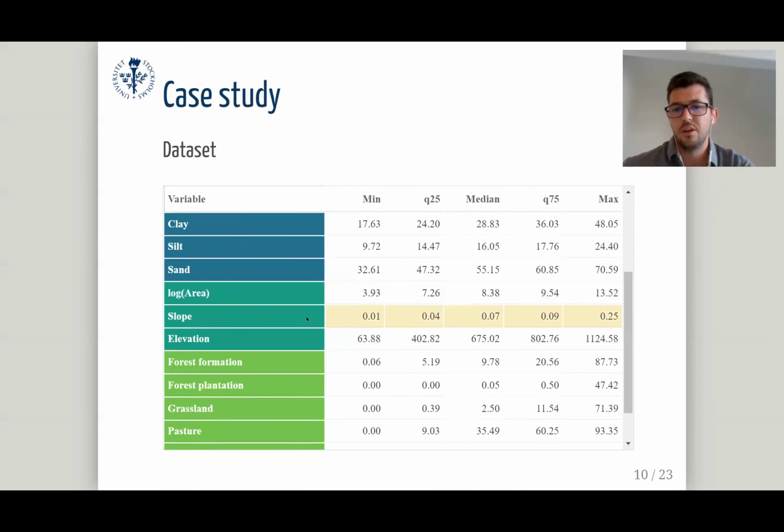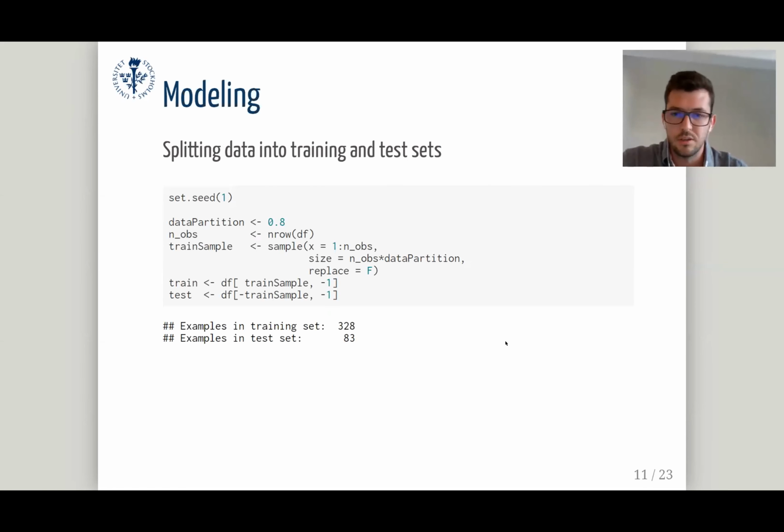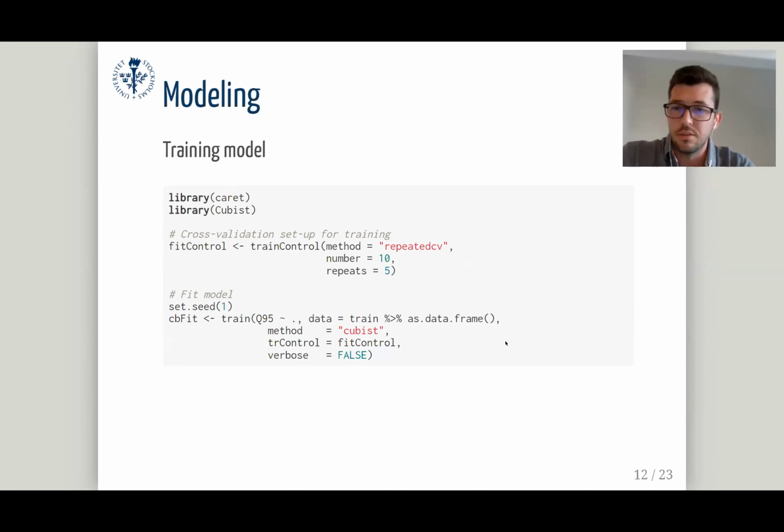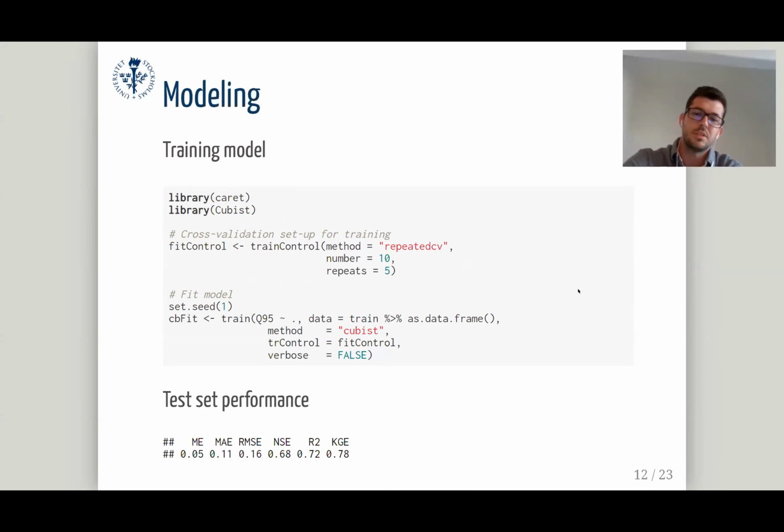So first I split the data into training and test sets. We have 328 catchments in the training set and 83 catchments in the test set. And then I used the caret package to train the model. Our test set performance is a Nash-Sutcliffe efficiency of 0.68 and a Kling-Gupta efficiency of 0.78. So the model did all right, and I know we can likely improve this. We can test different models. I used the default tuning grid for the Cubist model, and we can do better than this. We can even try feature selection or feature engineering.